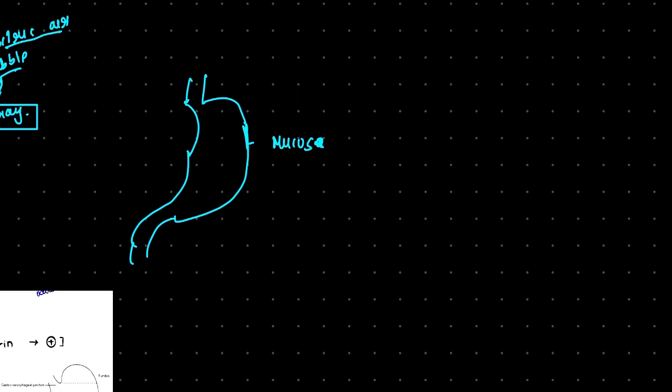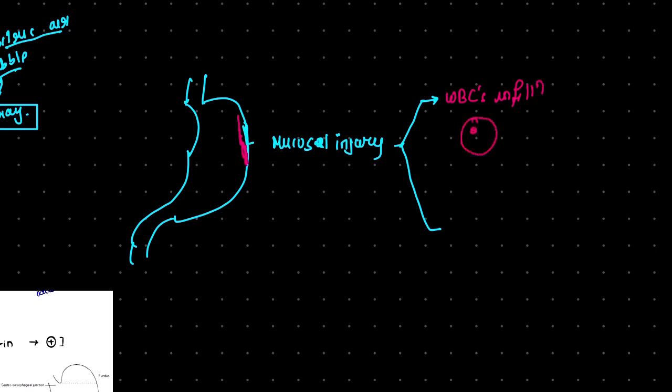Now, because of something, there will be injury in our mucosa, such as mucosal injury happening here. Because of injury, there will be two conditions. In one condition there will be WBC infiltration, neutrophilic infiltration. When there is WBC infiltration, we call this condition gastritis.